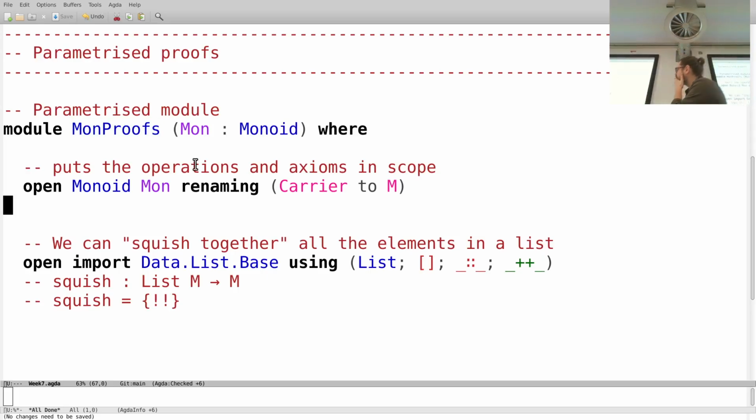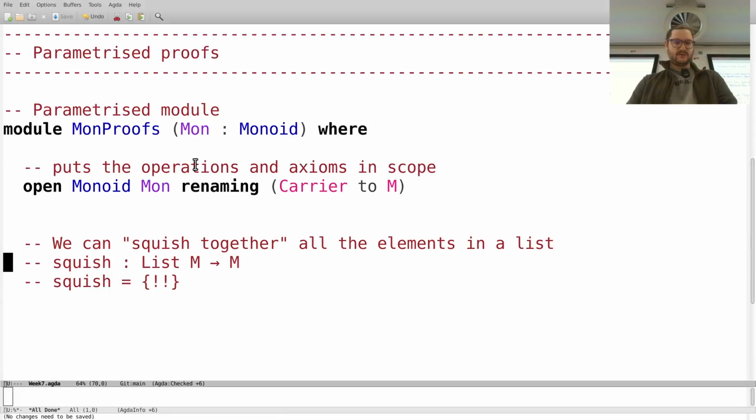You could, of course, now move the open import Data.List.Base to the top of the file. We can reuse your lists. That's fine. We have all the bits, I think. Right, so when we open this, you can see that we're using the record as a module. You can always do that. And if you pass an actual value of the record type, it will actually partially apply everything and just give you the operations. And because carrier is long to write, I decided to rename it to M.